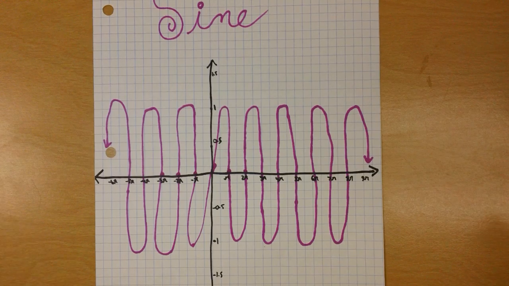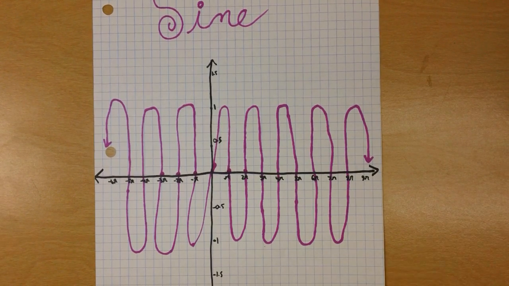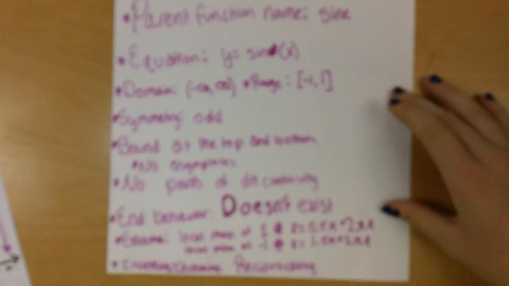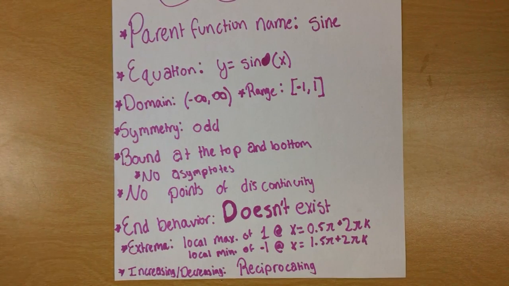Our first function is the sine function. The equation is f of x equals sine of x. This is the graph. You'll notice that the x values are in terms of pi. The domain is negative infinity to infinity, and the range is negative 1 to 1, including both numbers. This function has odd symmetry.